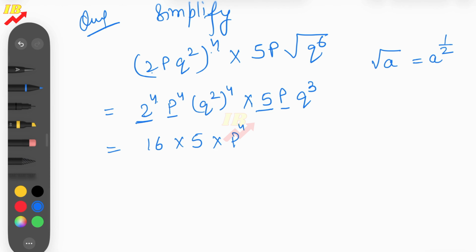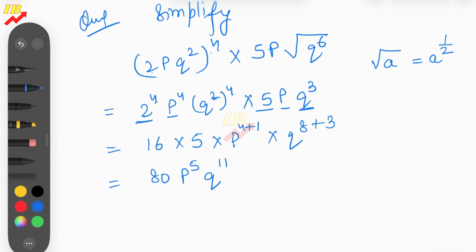That means p is 4 plus 1, right? Then q, you multiply this. This is the third law of indices. That is giving you 8 plus 3, because this is q to the power 3, and there's a multiplication sign. That's why we are adding those powers. So the final solution is coming out to be 16 times 5 is 80, p to the power 5, q to the power 11. That's your final solution for this.